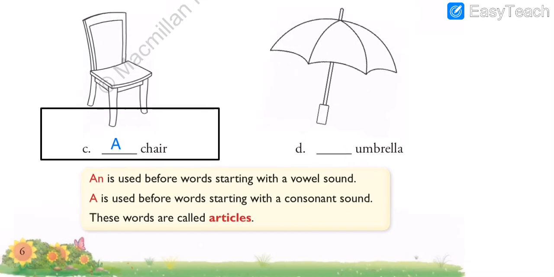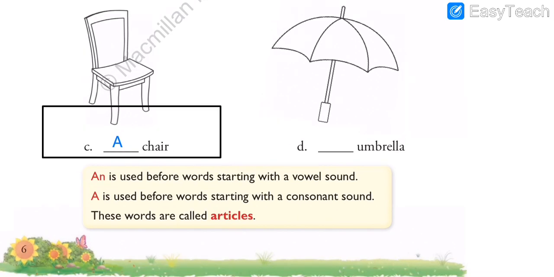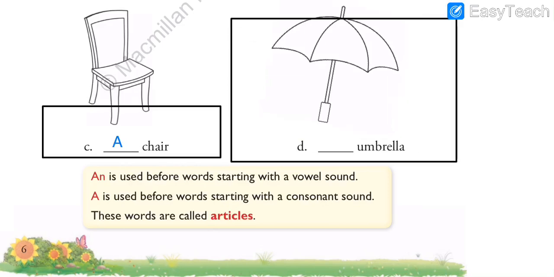So here we just filled the blank with A. Now you have got the idea that if the word starts with a vowel, we have to put N. But as the word chair starts with C, and C is not a vowel, we have just put A before the word chair. Now what about the next one? Let us solve this blank also, right?